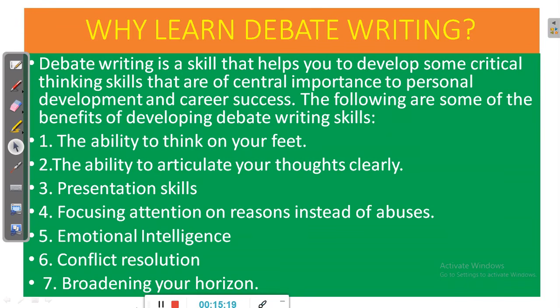Of course, it is not surprising that most countries of the world, especially advanced countries, give priority to debate. So where you have a presidential debate, a debate between two presidential candidates, you discover that the entire nation pays attention to how they present their ideas and even their behavior in the process of that debate. Debate has a way of exposing or revealing the hidden character of an individual. And so debate writing is very key to success in every field of life. So that is about emotional intelligence.